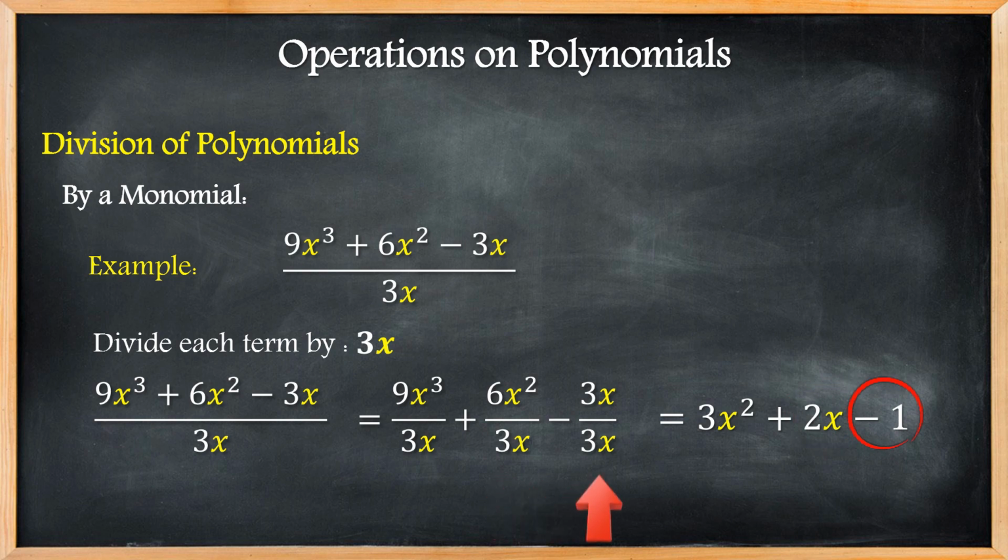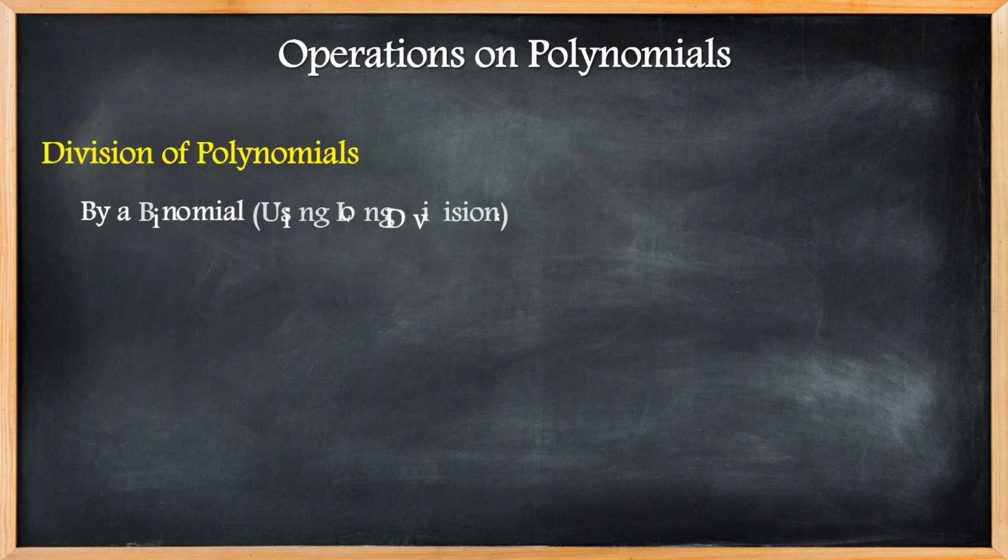Negative 3x divided by 3x equals negative 1. So the result is 3x squared plus 2x minus 1. Next, we'll divide a polynomial by a binomial using long division.